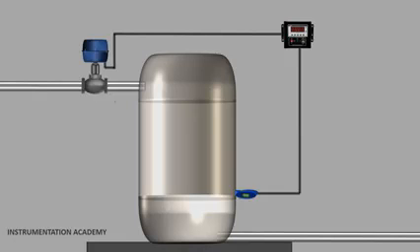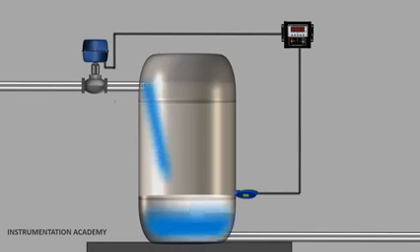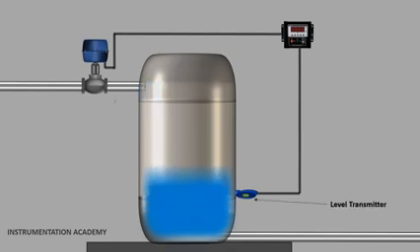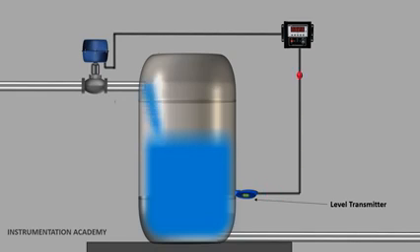Now let's see an example of closed-loop control system. In this example, a control system maintains water level in a storage tank. The system performs this task by continuously sensing the level of water in the tank using a level transmitter. The output from the level transmitter is sent to a level controller.